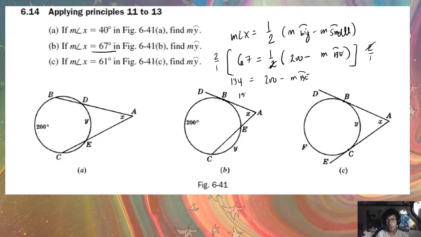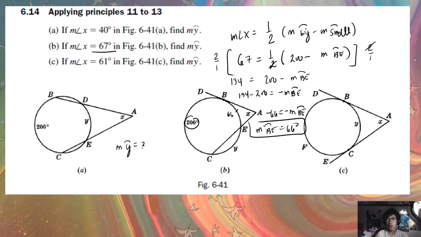Therefore, 134 minus 200 is equal to negative the measurement of arc BE. So 134 minus 200 is negative 66. So negative 66 is equal to negative the measurement of arc BE. So therefore, the measurement of arc BE is 66 degrees. Okay, so if this is 66 and this is 200, we can solve for the measurement of arc y for the second problem, or for letter B.